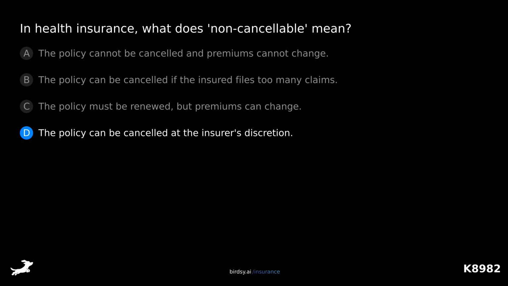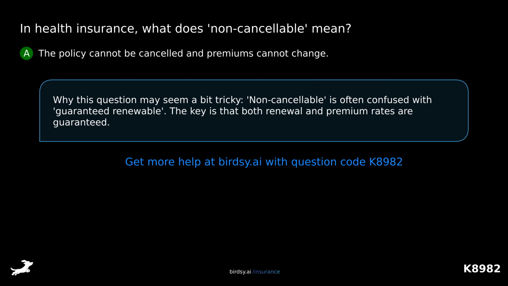The answer is A, the policy cannot be canceled and premiums cannot change. Why this question may seem a bit tricky. Non-cancelable is often confused with guaranteed renewable. The key is that both renewal and premium rates are guaranteed.